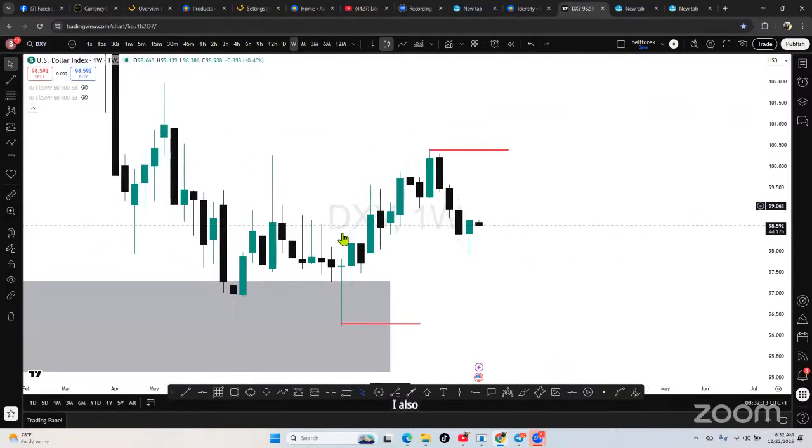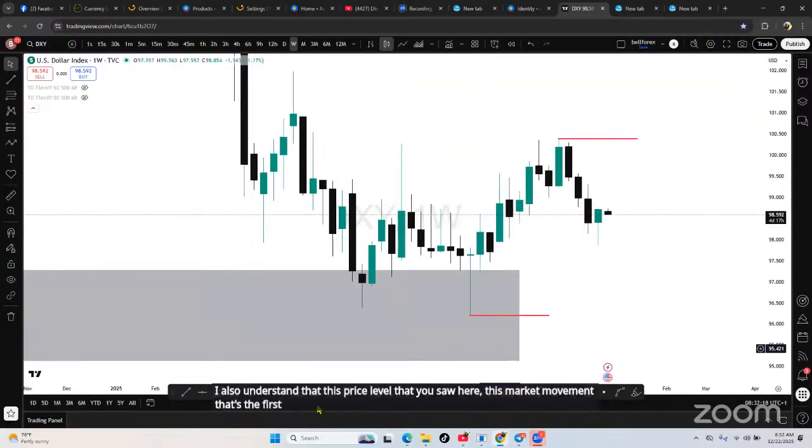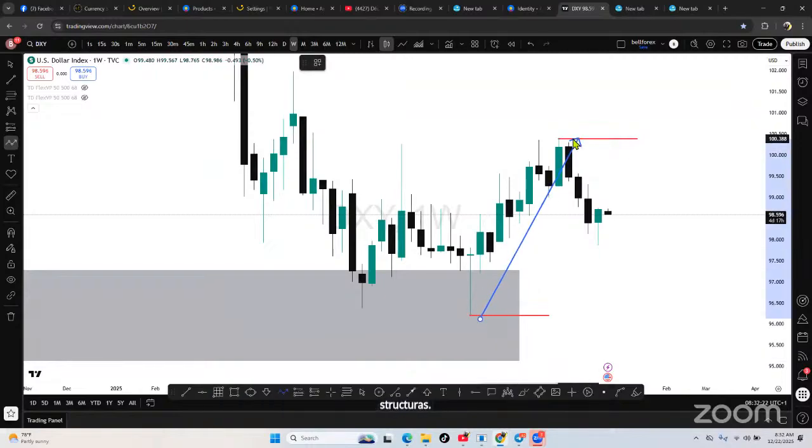I also understand that this price level that you saw here, this market movement, that's the first push to the upside. J'indique bien la structure. Voici la structure haussière ici. Cette réjection haussière qu'on a eue ici, c'est parce que le marché a réagi dans ce point d'intérêt qu'on a pu détecter sur le graphique de une semaine sur l'index de dollar américain. J'espère que c'est bien clair.